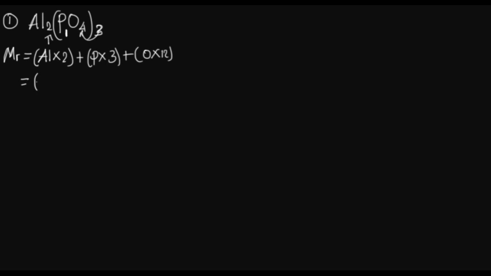Now from there we can go to the periodic table. On the periodic table, we have aluminium with the mass number of 27 and the atomic number of 13. Then we can look at phosphorus. The mass number is 31.